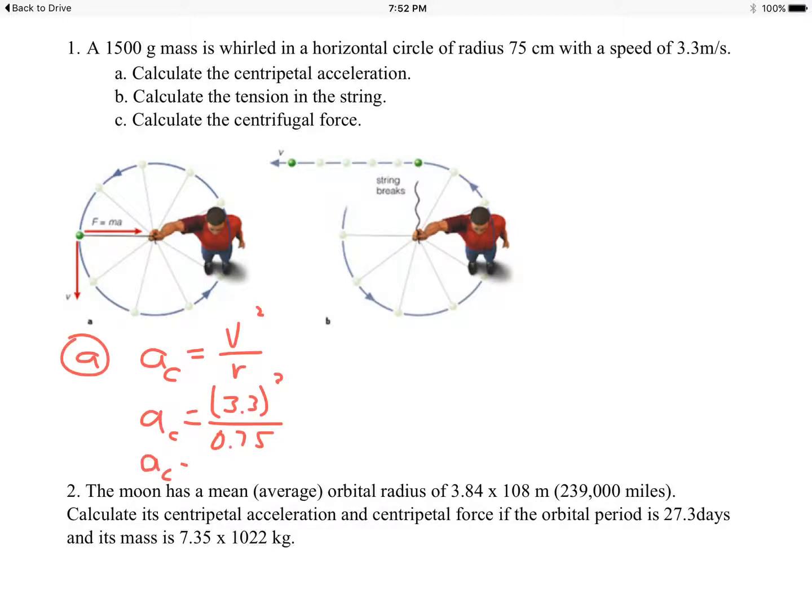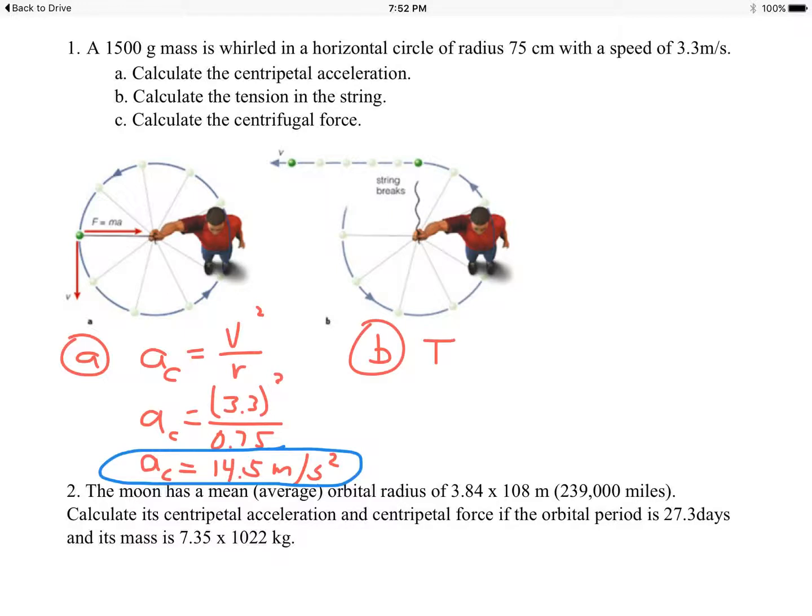A sub c equals 14.5 meters per second squared. So that's our centripetal acceleration directed towards the center of the circle, because there's a net force, a centripetal force, towards the center, as labeled in the diagram. Now in part B, by the way, there's a little diagram B here that just shows the tendency for the ball to go in a straight line if the string breaks. There's no longer a centripetal force, which is caused by the tension in the string. But assuming it's still attached in part B here, the centripetal force is provided by the tension in the string.